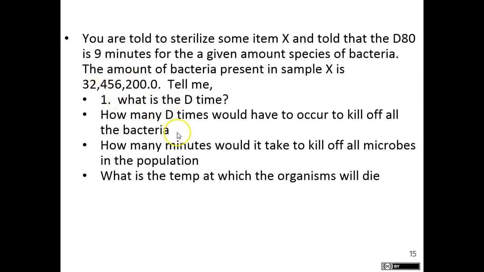So if it takes 8 D times and each D time is 9 minutes, the number of minutes would be 8 times 9, which is 72. And then what is the temperature that we're using? It would be this number right here, 80 degrees Celsius.